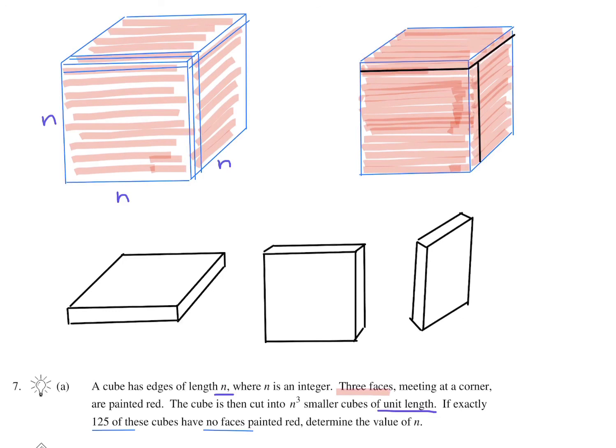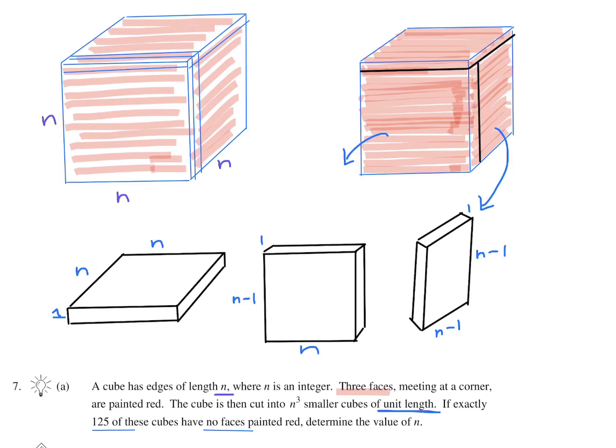The first one was the top one, and it has n, n, and 1, because remember these are unit lengths, these little cubes. The next one is this one, and that one is going to have n here, but n minus 1 and 1 like that. And finally, this one was that one on the side, and that one is going to have n minus 1 and n minus 1 and of course 1. Those are the dimensions of the 3 slabs that I have cut.